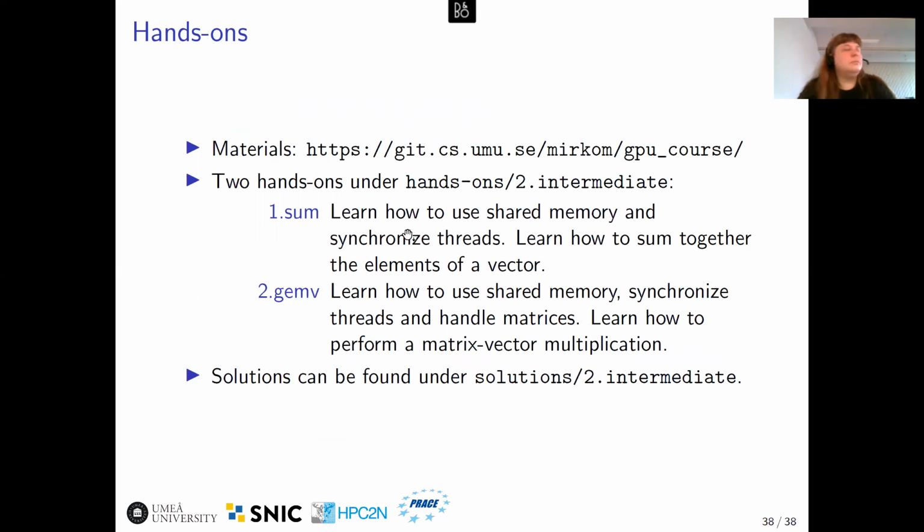So then I'm coming to the actual hands-ons. Again, hands-ons in the same place. Under hands-ons 2-point intermediate, you will find two hands-ons called 1-point sum and 2-point.